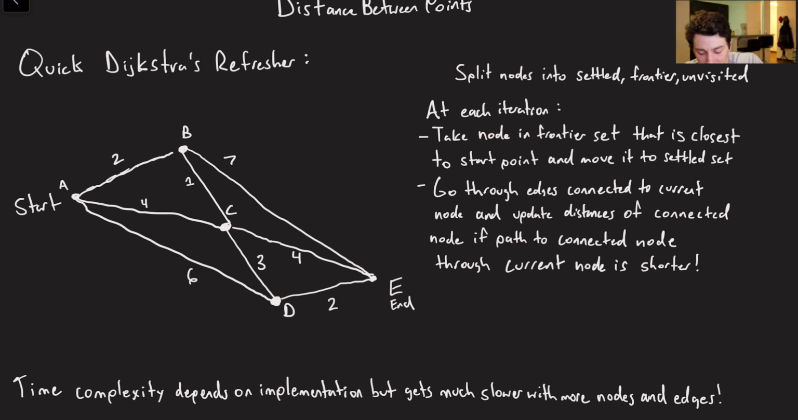So if I have a starting point on a graph and an ending point on a graph, Dijkstra's algorithm basically says we're going to iterate through all of the nodes in this graph, splitting them into three different types of areas. We have a settled set, which means if a node is in the settled set, I know the shortest path from the start to that node.